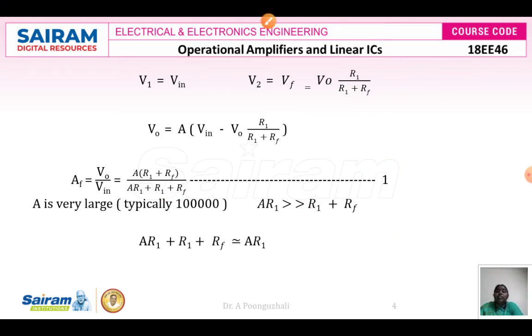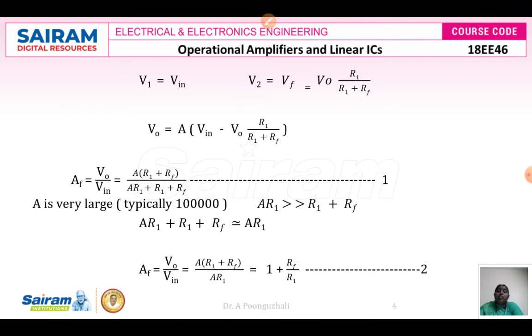So here you can see that A R1 plus Rf, we are going to approximate as A R1. So that is equal to AF is equal to V0 by V in. Your V0 by V in is nothing but 1 plus Rf by R1. So here this is your closed loop voltage gain. So the closed loop voltage gain with feedback is this term.